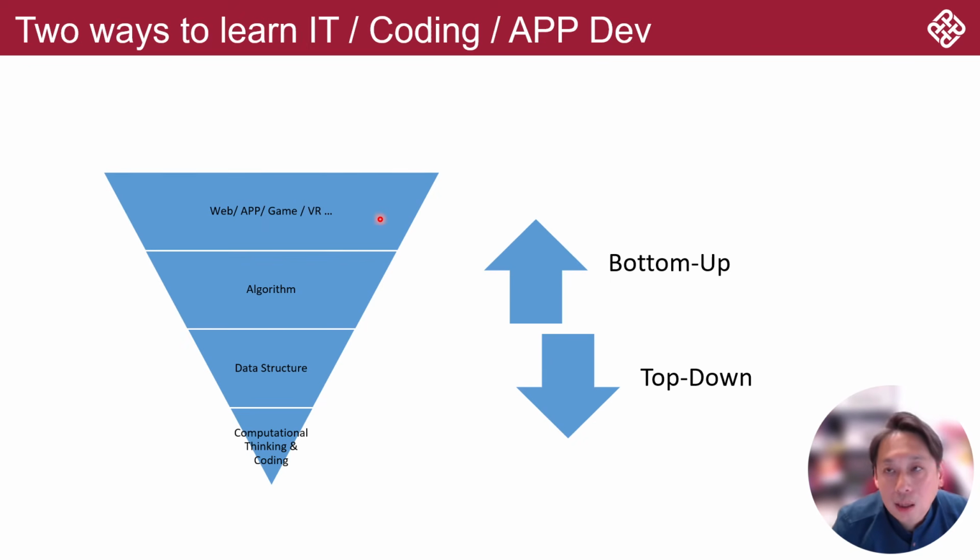So if you are studying in the traditional university system, you will have in year one, most likely computational thinking and computer science. Year two, data structures and algorithms. Year 3 to year 4, you touch different applications: web, app, game, VR, AR, etc. That means you need to spend 2 to 3 years to learn the basic skills here. Finally, you build some applications.